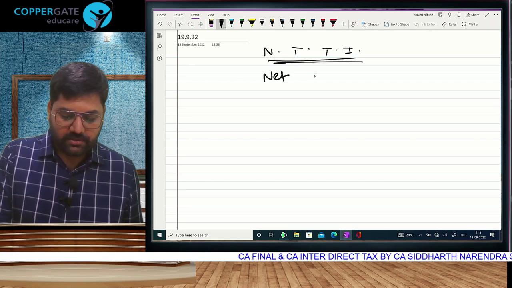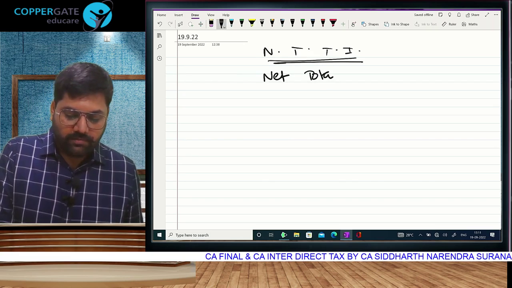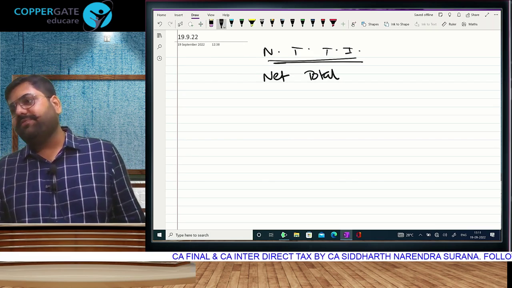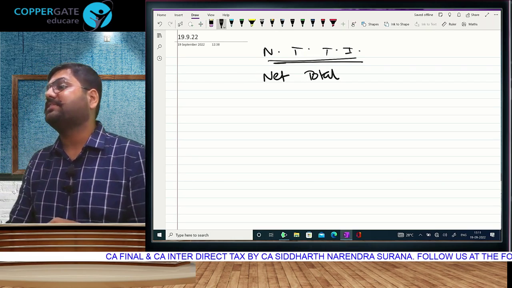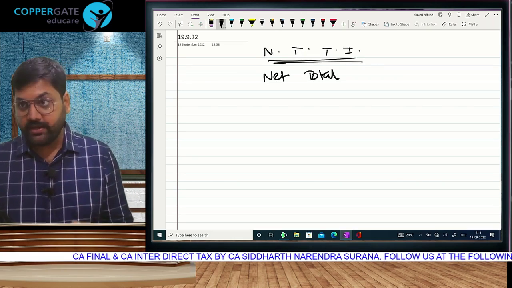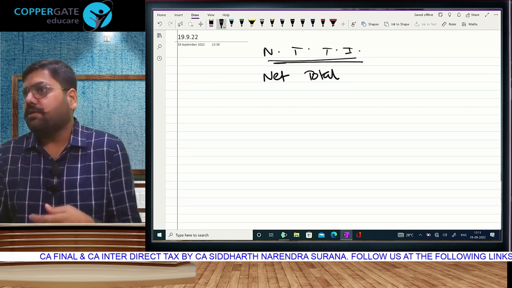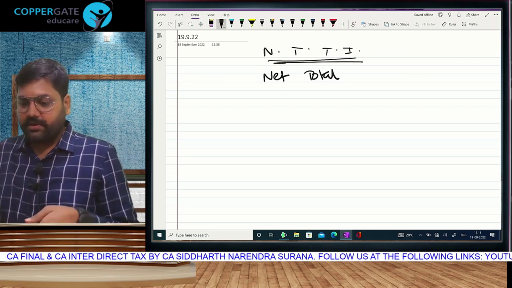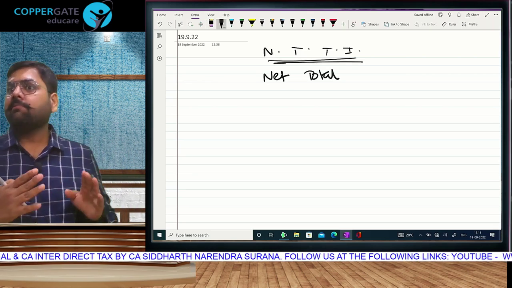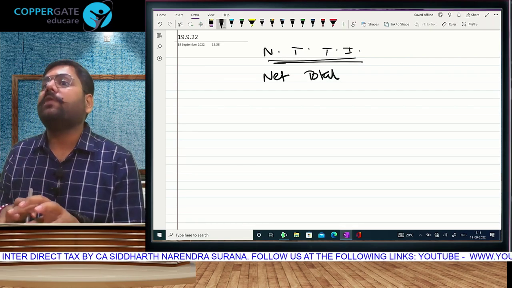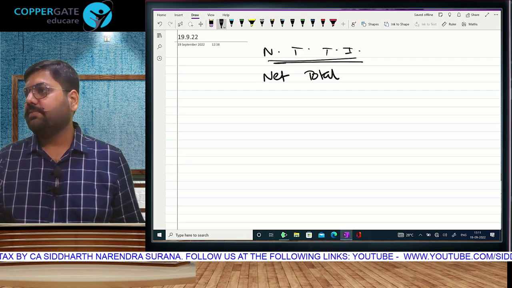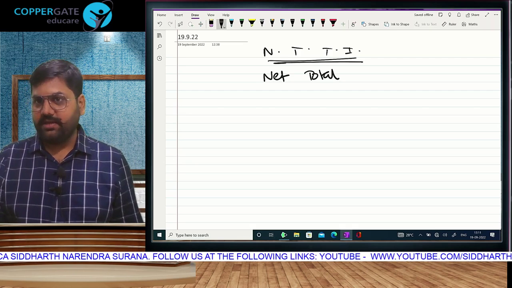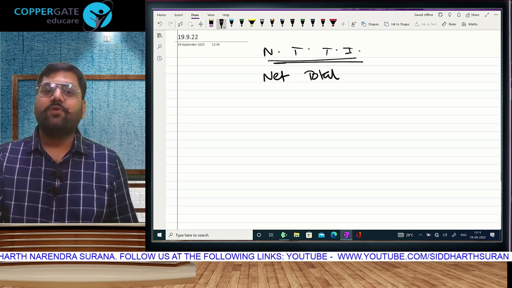Net, which? Total. Means, though your individual incomes will be divided into 5 categories, which in income tax are known as the 5 heads of income, you do not ever calculate tax on each separately. Tax on salary, how much? On house property? On business? The total of them is going to be your taxable income. So you can calculate tax only when you have totaled all.